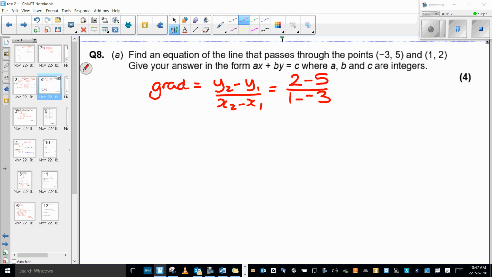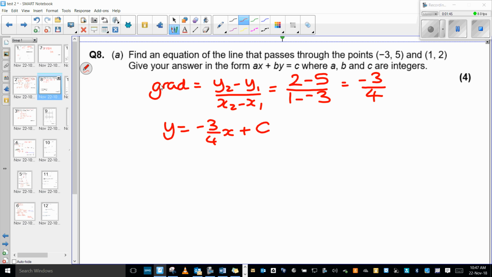Okay, so 2 subtract 5 is minus 3, and 1 subtract negative 3 gives us 4. So we have a gradient of negative 3/4. So y equals negative 3/4 x plus c. You'll notice we've been doing the same thing each time we've been trying to find the equation of a straight line. What do we do now?